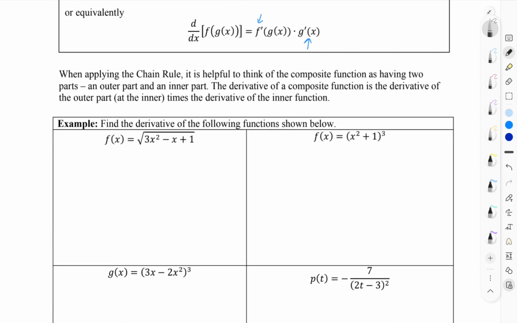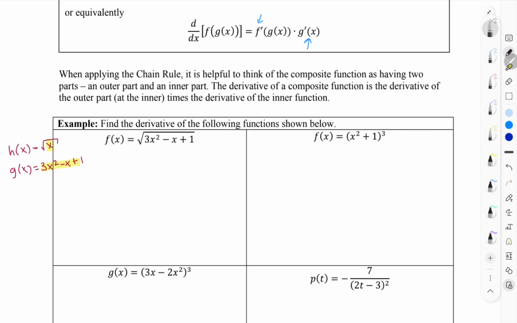So we have f of x equals the square root of 3x squared minus x plus 1. When I think about this as a function inside a function, I could say I have some square root function and then some quadratic function. And the quadratic function is the input in that basic square root function. So when I'm thinking about which function to do first, I'm going to do the square root, and then I'll deal with its insides.